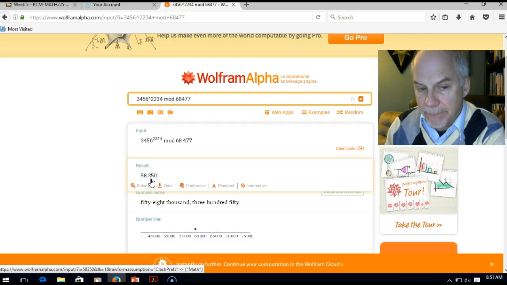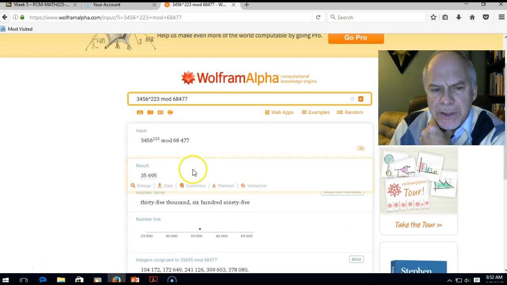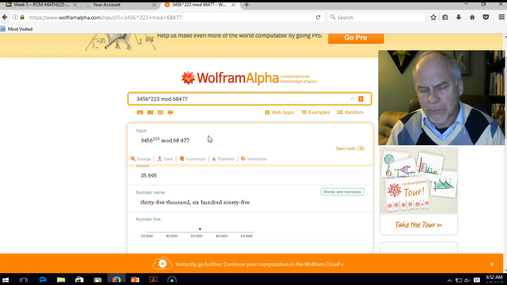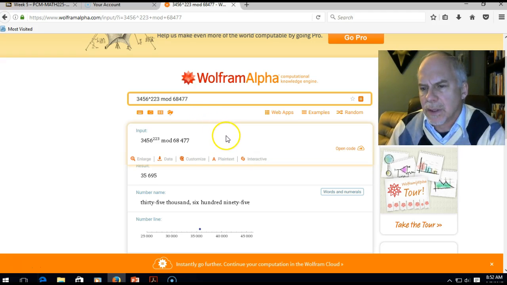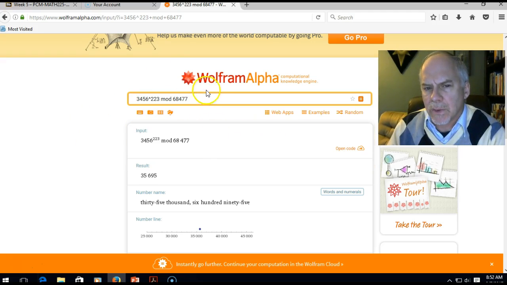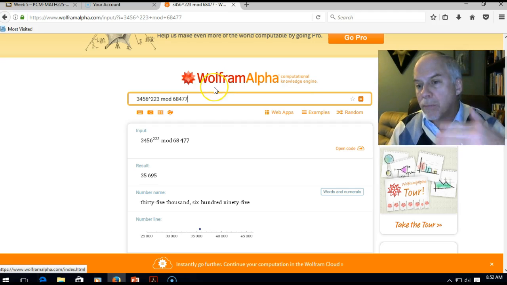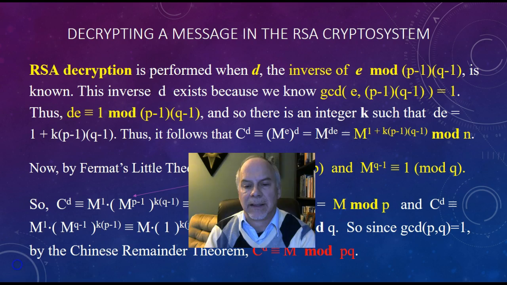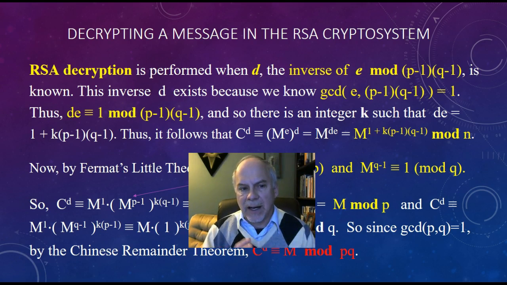Calculating a new one, this time using the exponent. Anyway, that's one power mod calculator that you can use online. There's some other ones as well. All right, back to the slides.